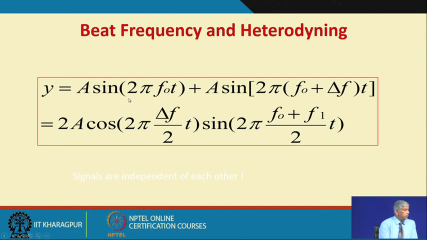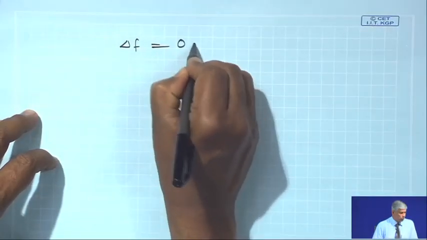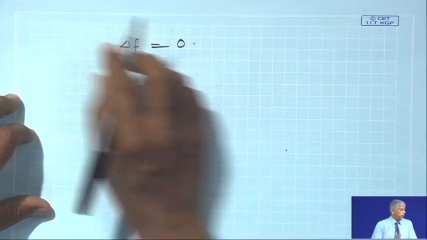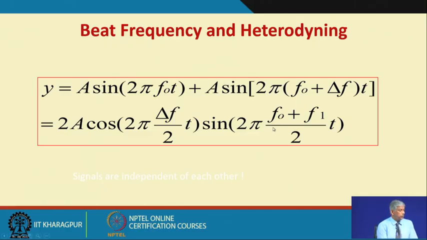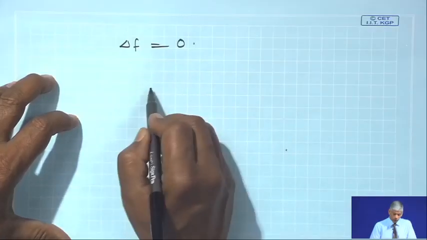For example, if I have a signal f naught, and another signal f naught plus delta f, a small change in frequency, I will get a signal like this: cosine delta f t, and sine f naught plus f 1 by 2. Now, if this delta f becomes 0, I will just have a plain simple harmonic signal. This is taken care of in a method to find out an unknown signal.